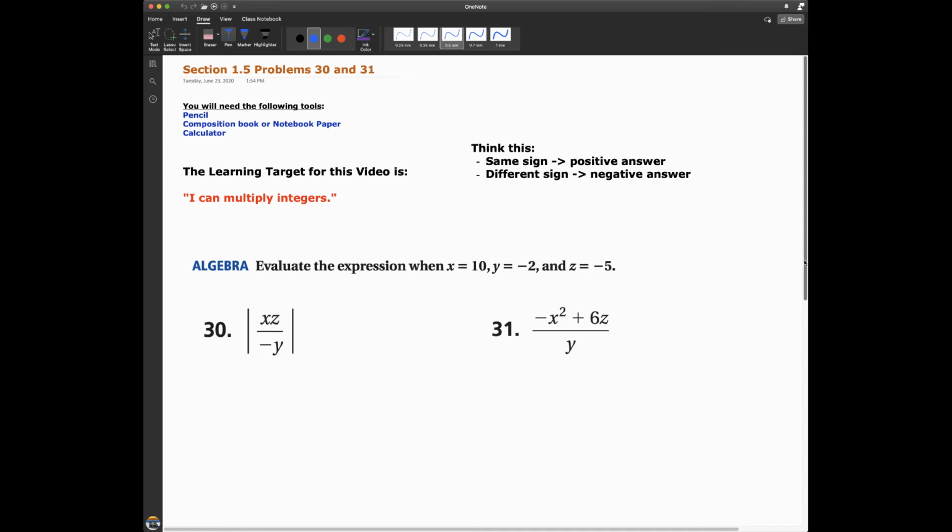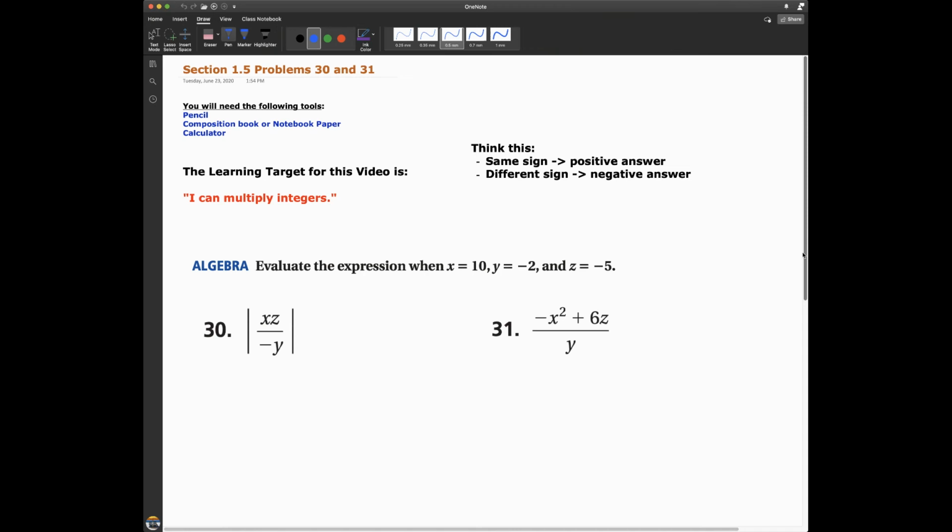Hey everybody, Mr. Odom here, and today we are going to look at a couple problems from section 1.5, division of integers. This is the last section for the chapter, so we must be getting ready for a chapter test soon. All right, for this you'll need pencil, composition book, or notebook paper.